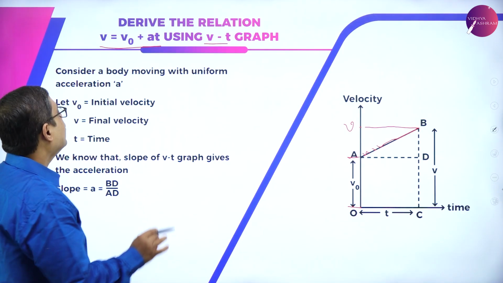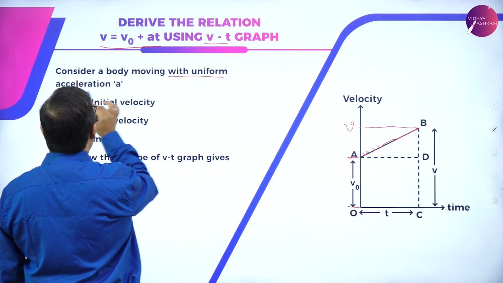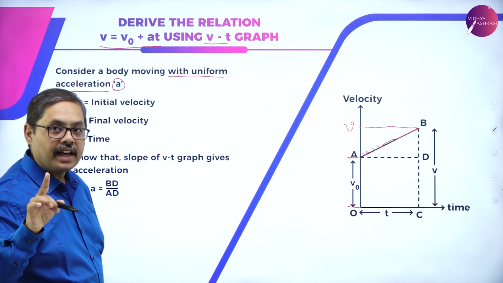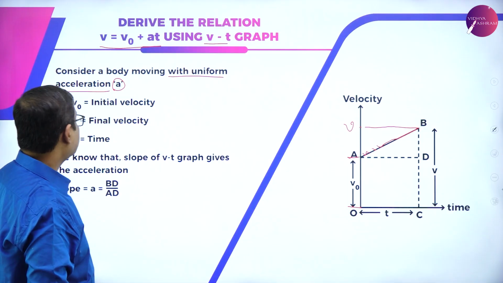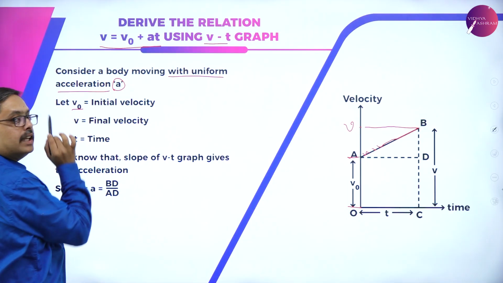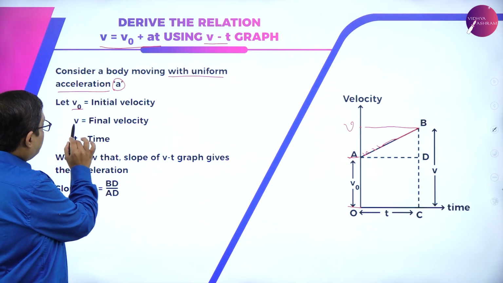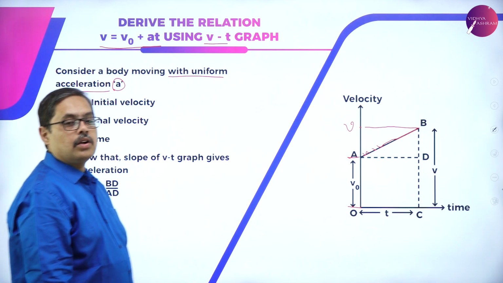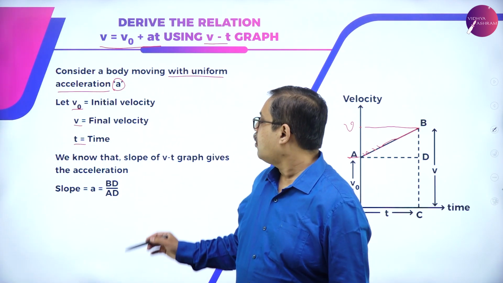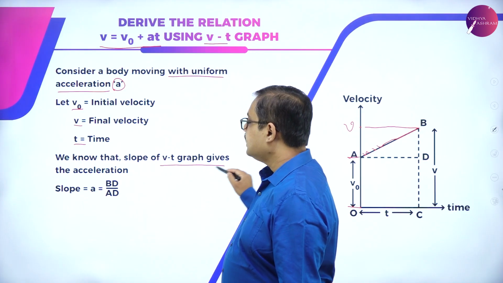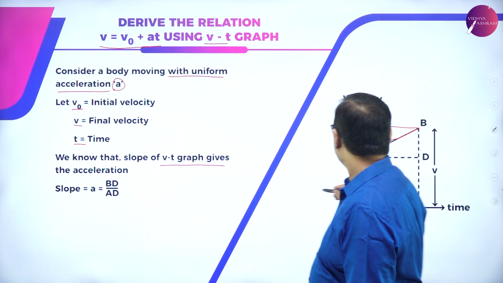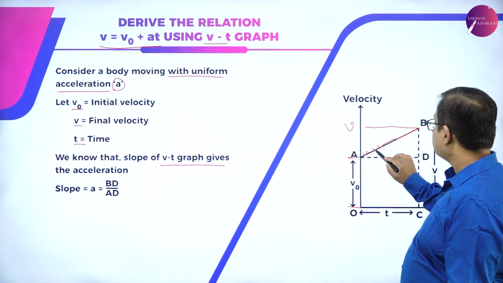Consider a body moving with uniform acceleration. The acceleration is uniform. This is the first thing that we have taken into consideration. Let v0 be the initial velocity, v be the final velocity, and t be the time taken. When I plot a graph of v versus t, that gives me the acceleration. What will give me the acceleration? The slope of this graph, see, this is the slope.